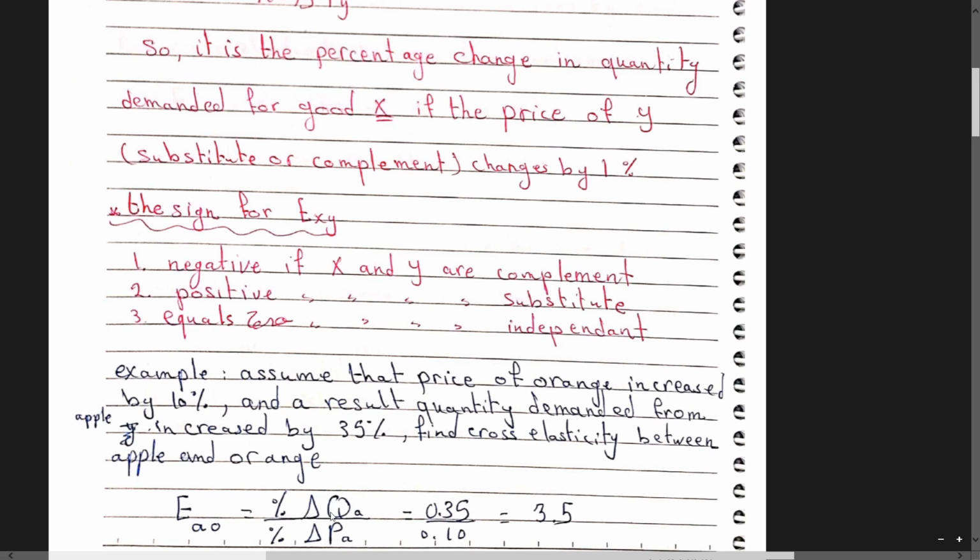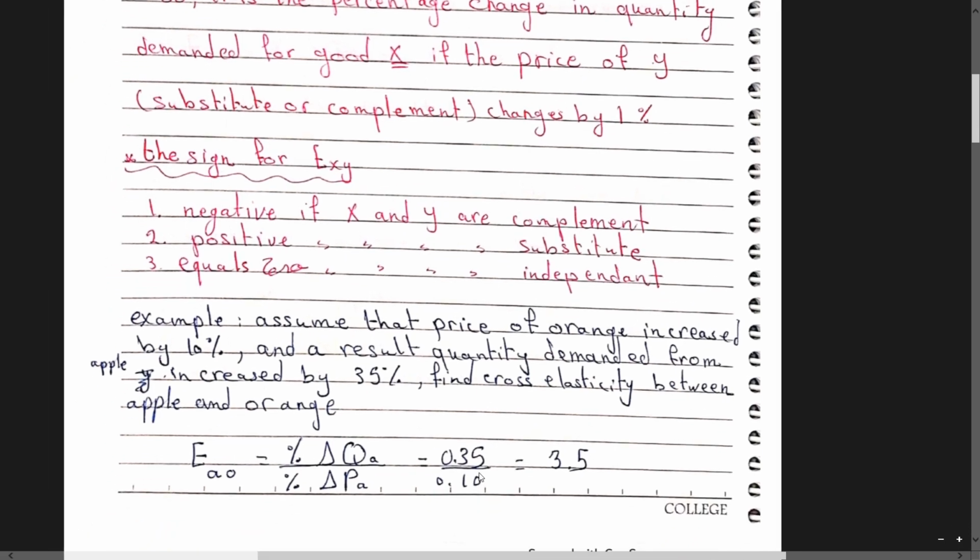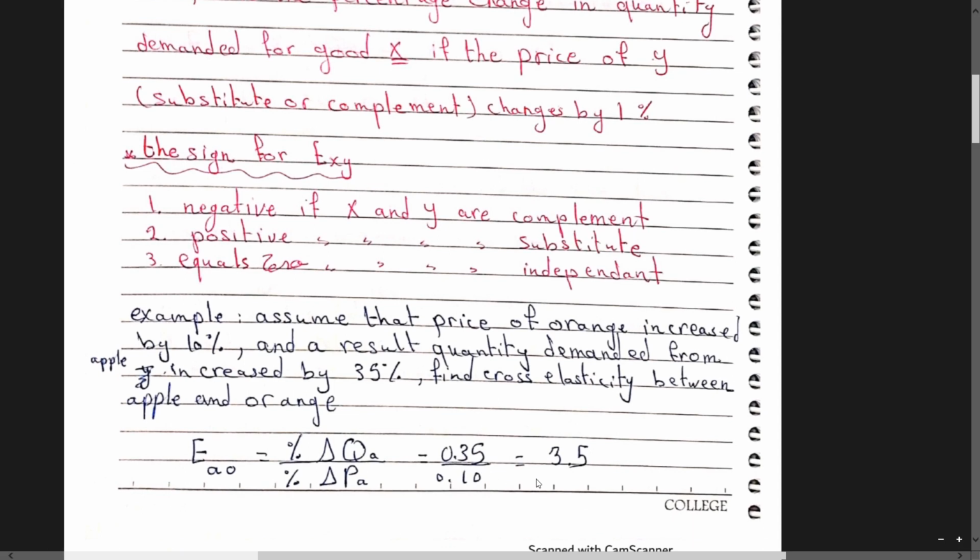So, percentage change in quantity demanded for apple over percentage change in the price of orange. I put in the formula and I get 3.5. What do you mean by 3.5? This means that when price changes by 1%, quantity demanded for the other good will change by 3.5% in the same direction. What does in the same direction mean? It means if one increases, the other increases.